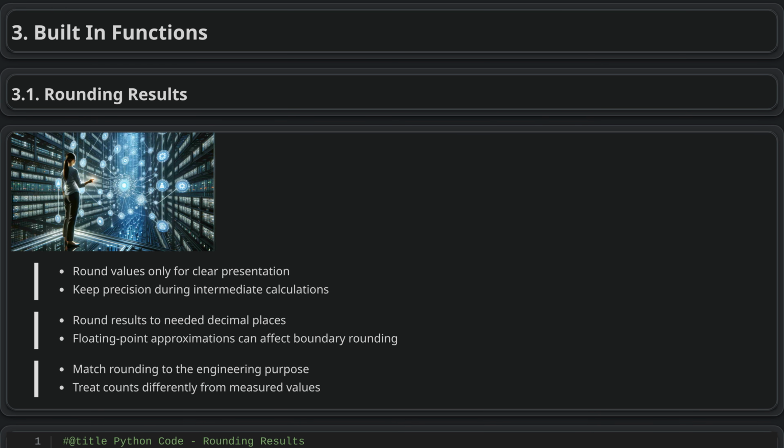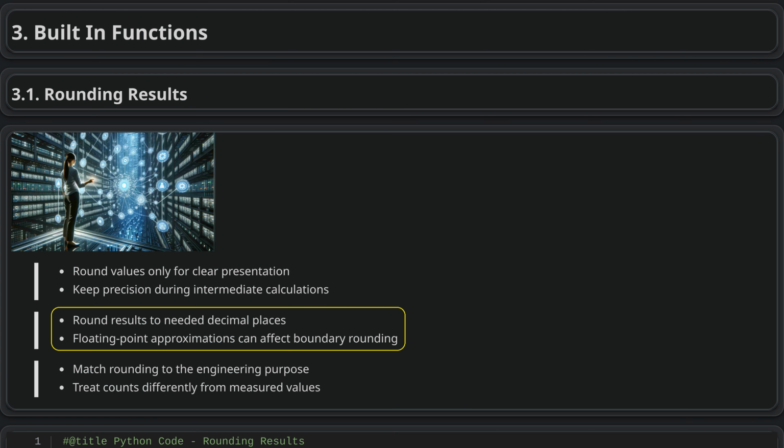Built-in functions. Rounding results. Rounding can make calculations look cleaner, but it also removes information and can hide assumptions about precision. In engineering work, keep the most precise values available throughout the calculation process, especially when results come from measurements or conversions. Round only at the end when presenting or documenting the final result to improve clarity without introducing avoidable errors.